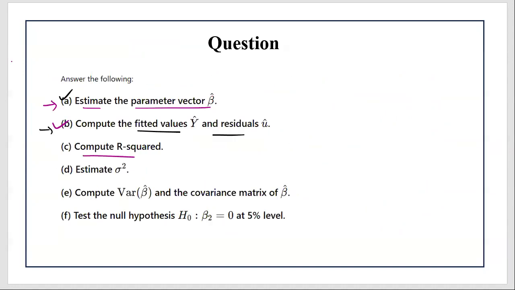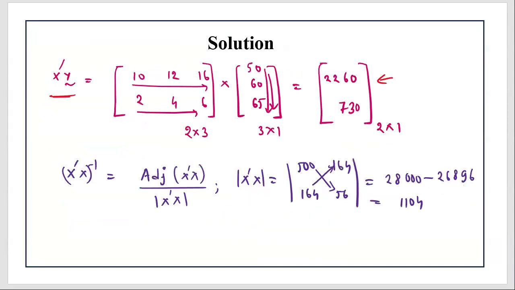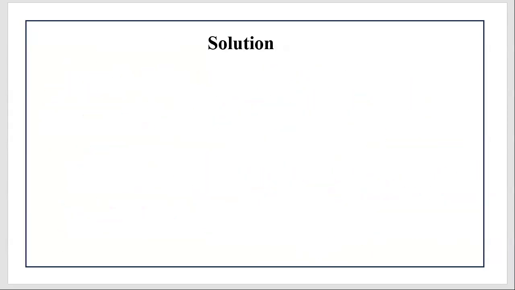Now, see, the third part is compute the R square. R square, as we all know, is a measure of goodness of fit. Let us see how we can compute R square. The formula is the same. R square is simply ESS upon TSS. Or you can do 1 minus RSS upon TSS, because TSS equals ESS plus RSS from that decomposition.